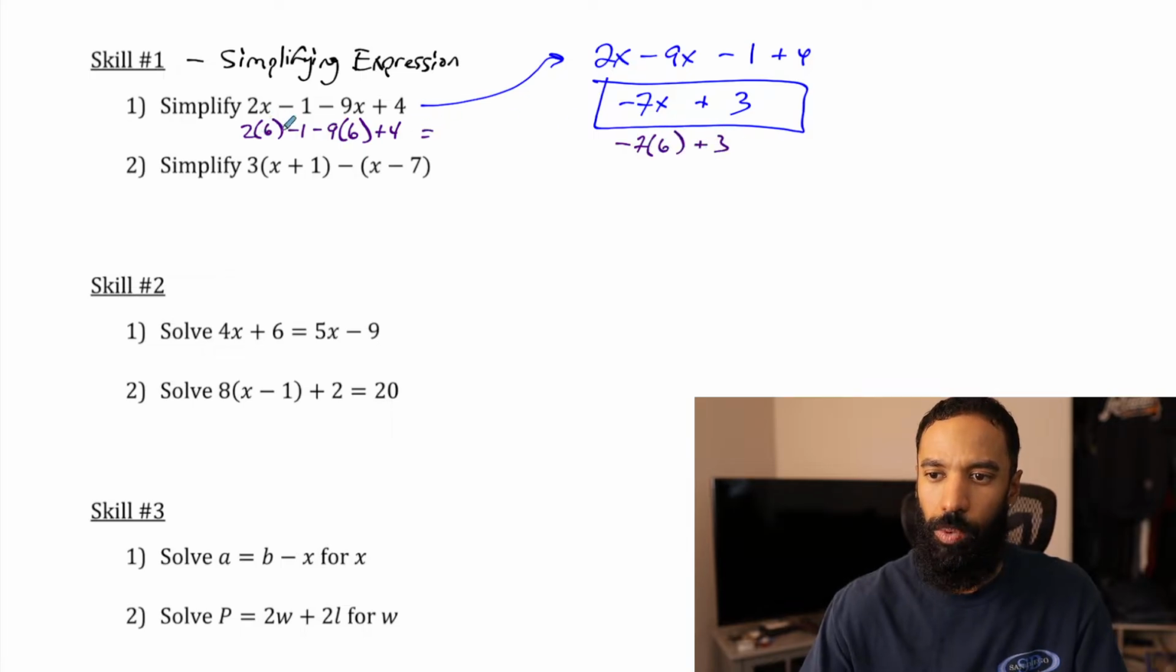Well, this is 12 minus 1, which is 11, minus 54, which is negative 43, plus 4, which is negative 39. What's negative 42 plus 3? Negative 39. Well, that checks out there.